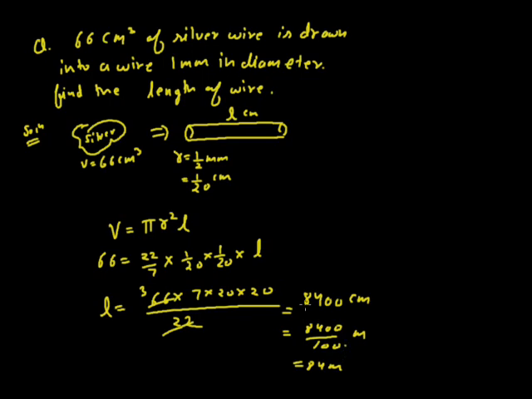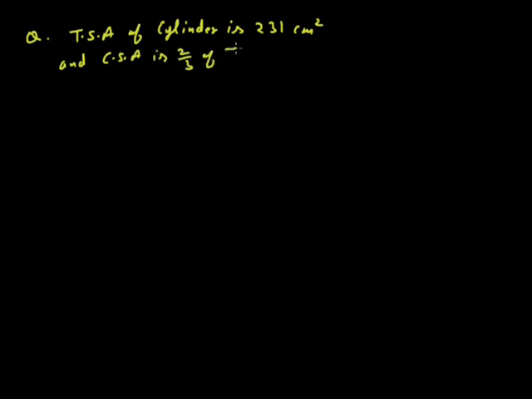Now we move to the next question. The total surface area of a cylinder is 231 centimeter square, and the curved surface area is 2/3 of the total surface area. Then find the volume of the cylinder.